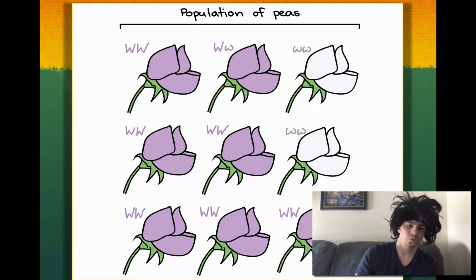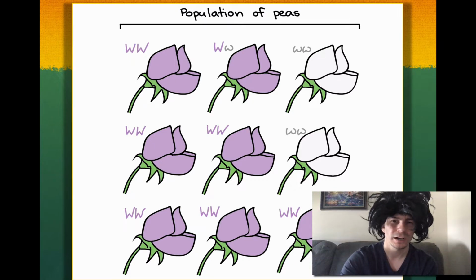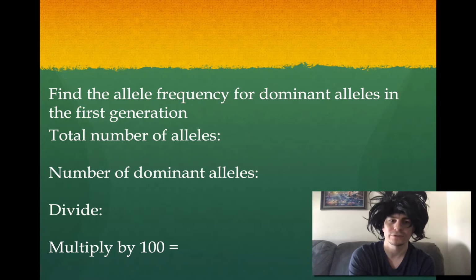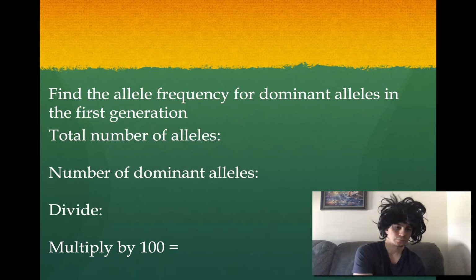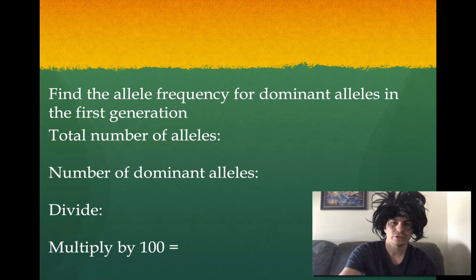Okay, so we have different flowers here. We either have purple or we have white. Obviously, this is regular complete dominance. The heterozygous one is not different. So we have 9 flowers, each of them with 2 different alleles. We're going to find the allele frequency for dominant alleles in the first generation of flowers. So we're looking for the dominant alleles.